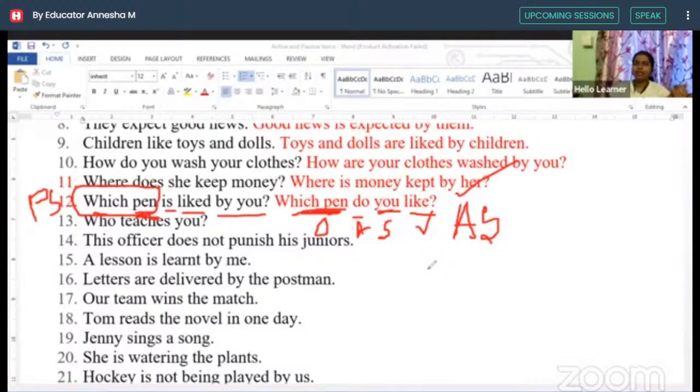It should make sense that this action is happening to pen. The action of liking is happening to pen. That is more important. It is not always necessary that the subject will come at the beginning, then the verb will come, and then the object. Especially in interrogative sentences, it's not necessary at all.